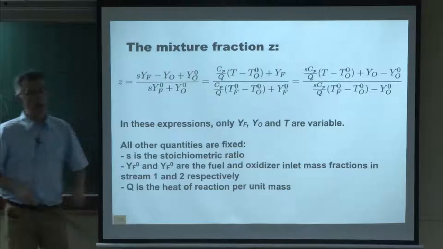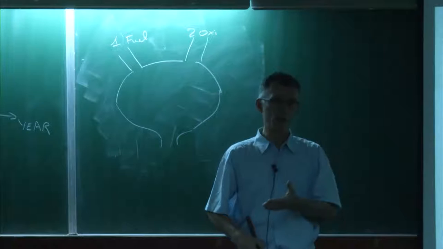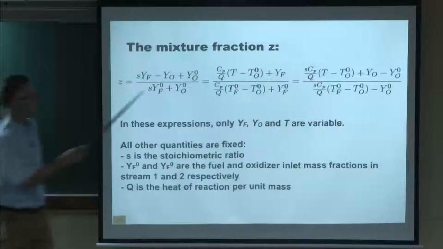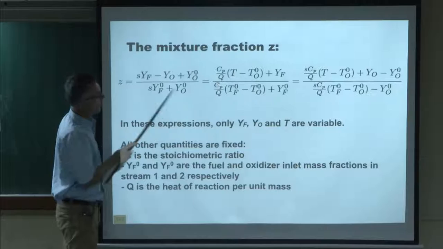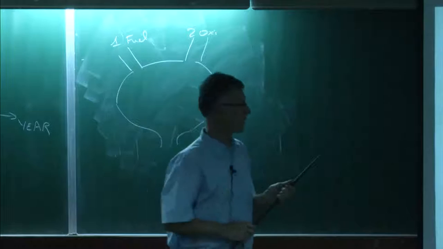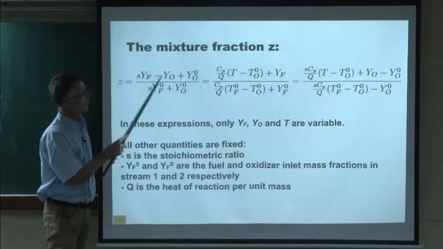Now, I'm using the theorem I've shown before. Those are passive scalars going from 0 in the oxidizer to 1 in the fuel, so they must be equal. So they're all equal. These three things are equal. Now, if you look at these things, the only thing which is changing here, the variable quantities, are only YF, YO, and T. All the rest is constant. Okay. But still, I don't have a solution yet. I just have a combination of solutions. I know that I can relate fuel and oxidizer to my mixture fraction, but I'm not done yet.